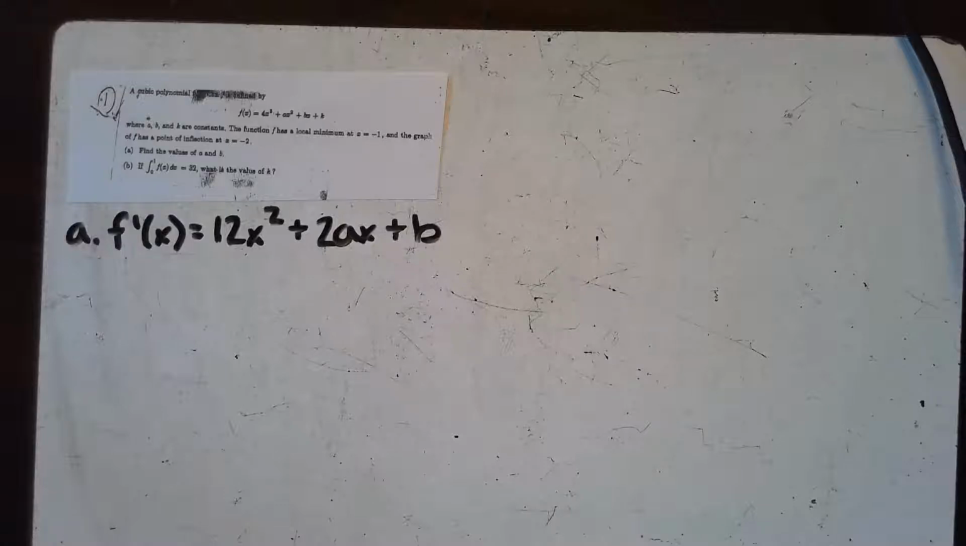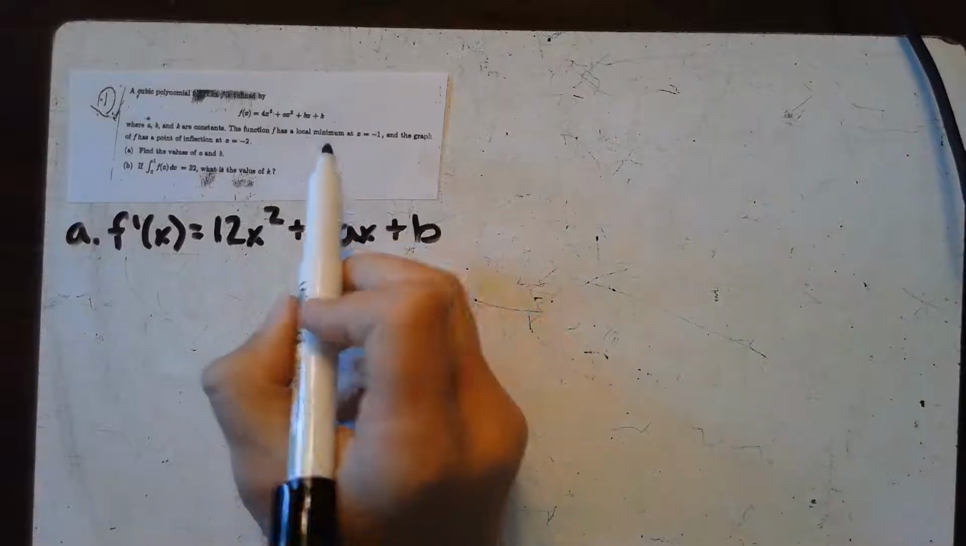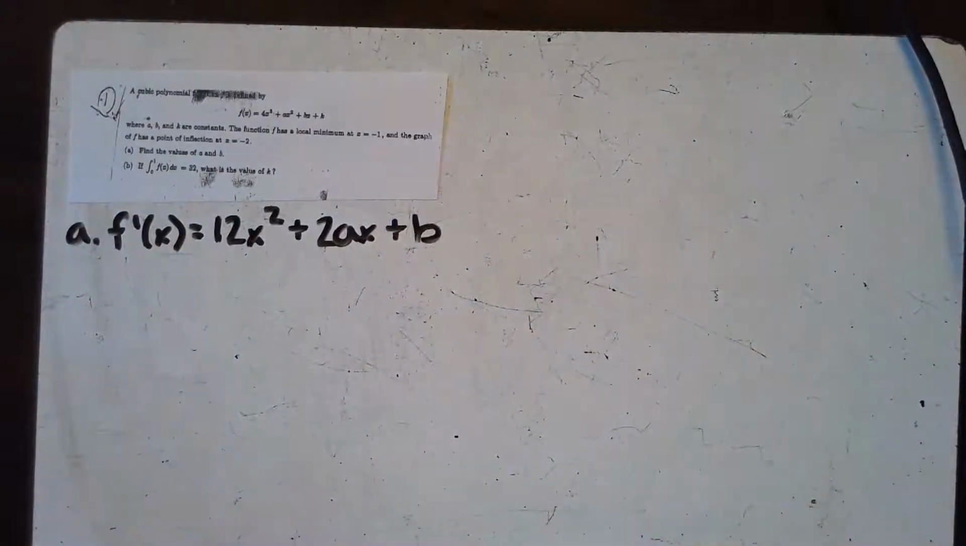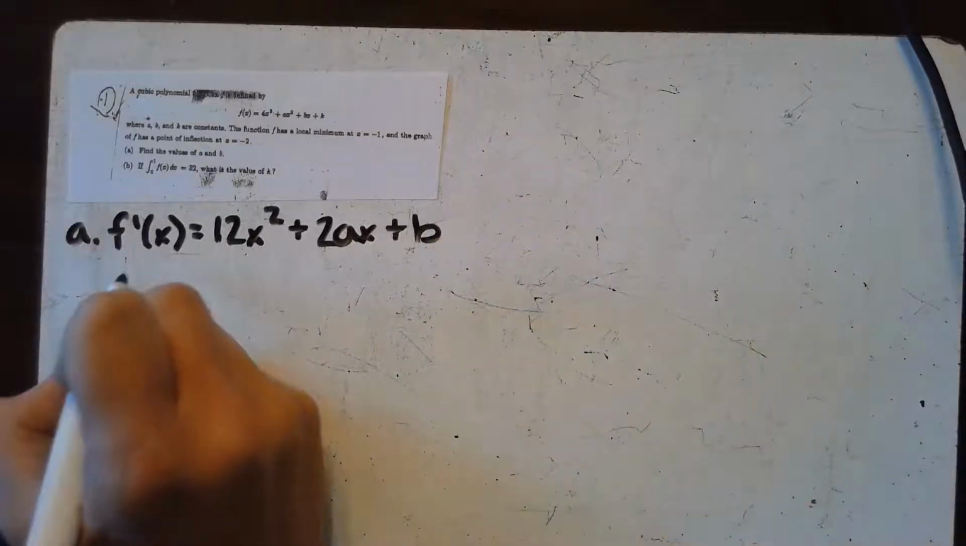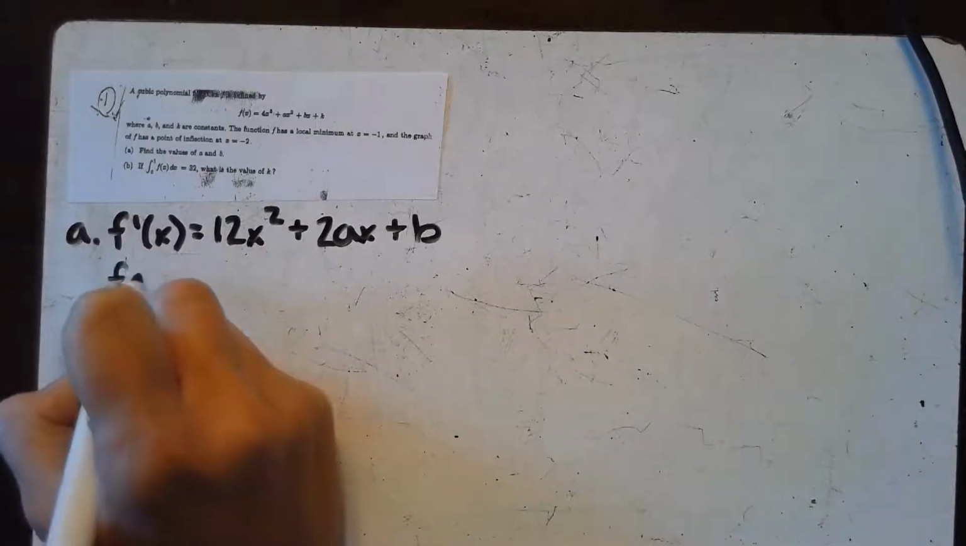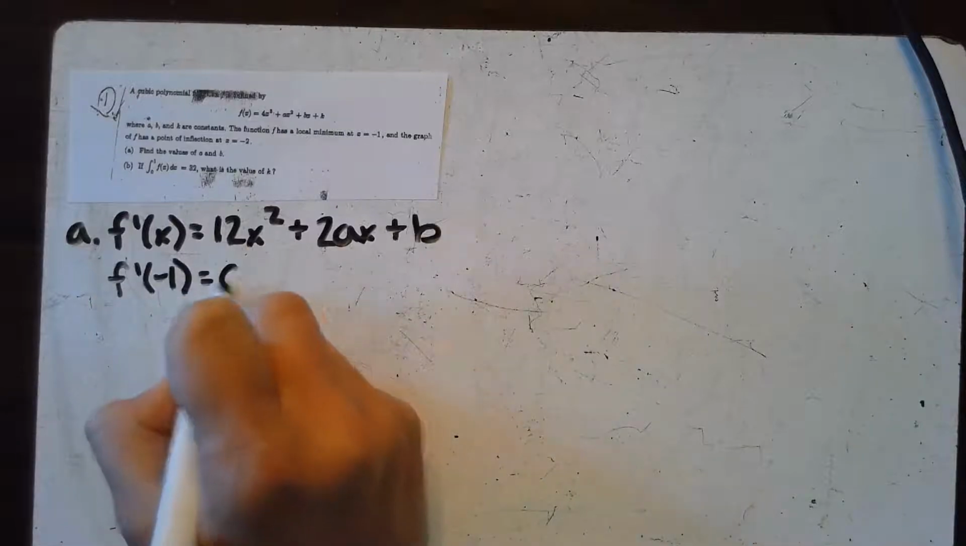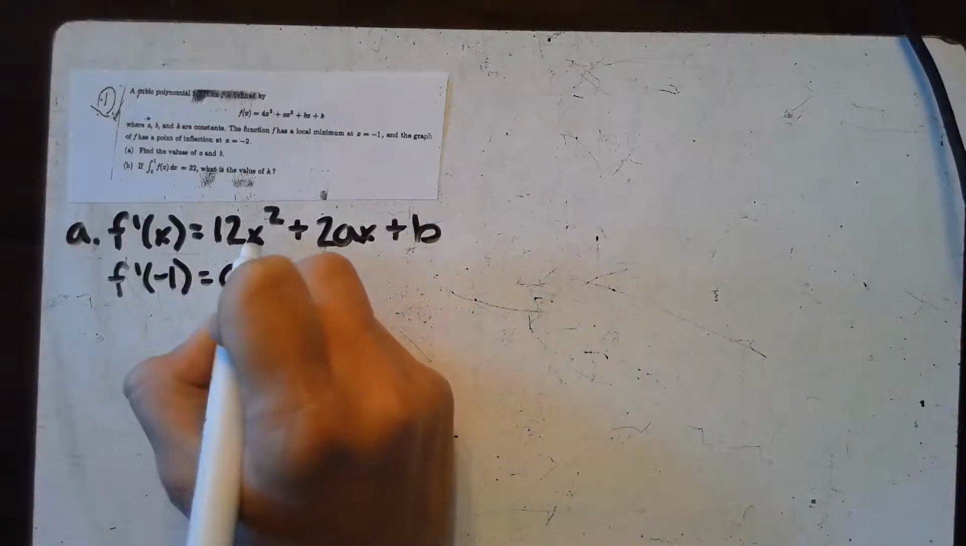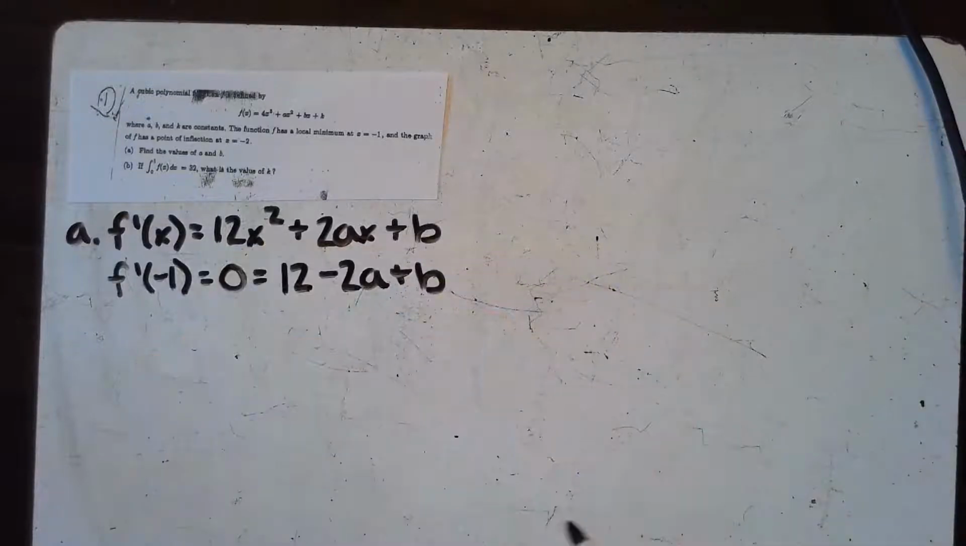We know there's a local min at -1. So to find a and b, we can plug in -1. And remember, since it's a minimum, it equals 0. So here, when I do -1 squared, I get 12. That's going to give me -2a, and then we're going to have plus b.